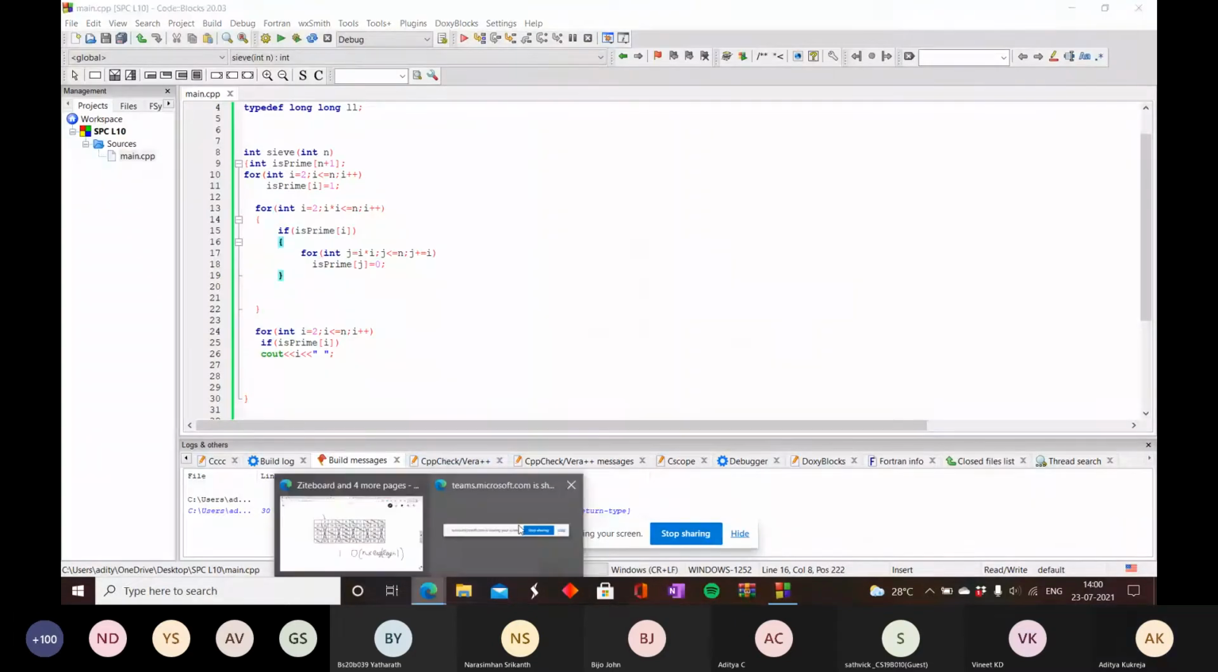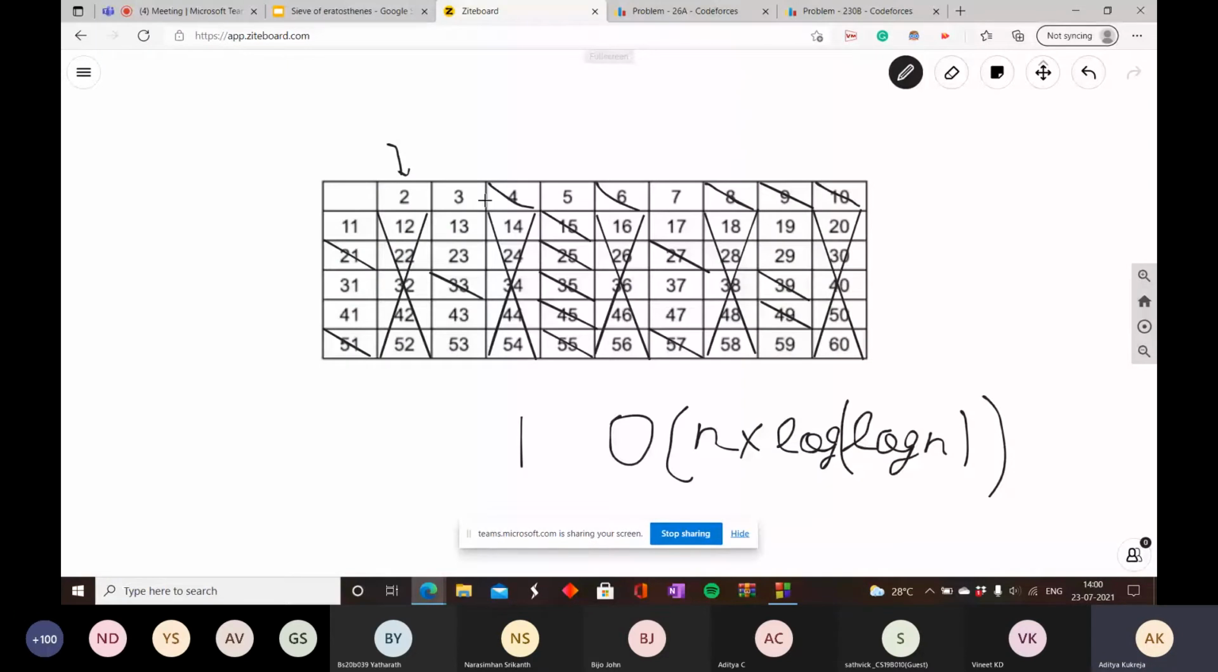And even here we start j equal to i into i, because I'll just show you here. Suppose we consider 3, so 6 would already be crossed out because it's a multiple of a number less than 3, which is 2. So you need to start only from i into i. Like 9, you start from 9 because 9 was uncrossed at that time. So yeah, that's the code, guys. And if anybody has any doubt, you can ask me.